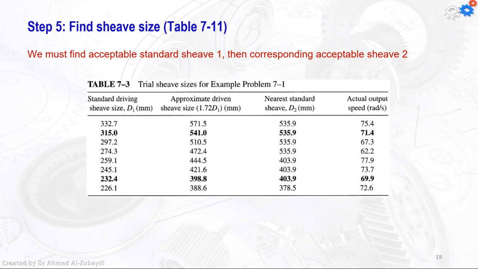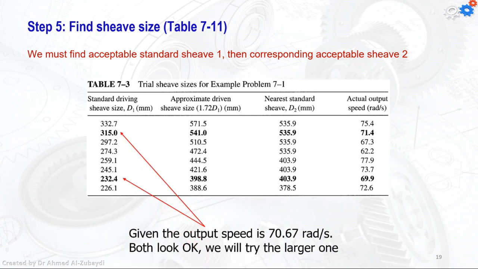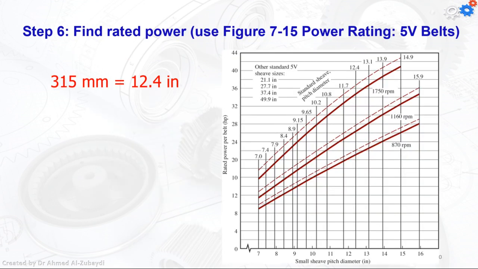Okay, sorry, 70.67. So in that case, I'm going to choose these two sizes, which are going to give me the output speed of 60.67 radian per second. They both look okay, and we will try the larger one, which has the diameter 1 of 315. The 315 is actually 12.4 inches. Now we're going to find the rated power, and this can be done by using figure 715 for the power rating of the 5V belt type.